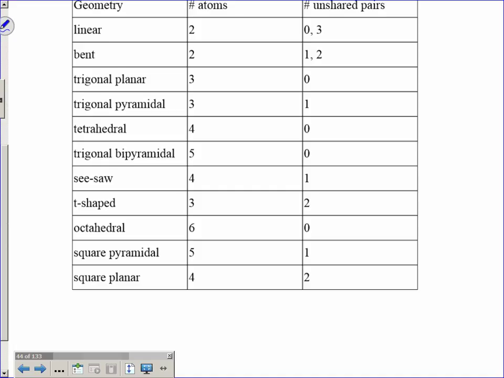So the square pyramid would have how many attachments? Five true atomic attachments, and then also a lone pair on the bottom, which is what caused that pyramid shape to begin with. And then a square planar is when you have two lone pairs, one on top, one on bottom. So we're going to be building these shortly.